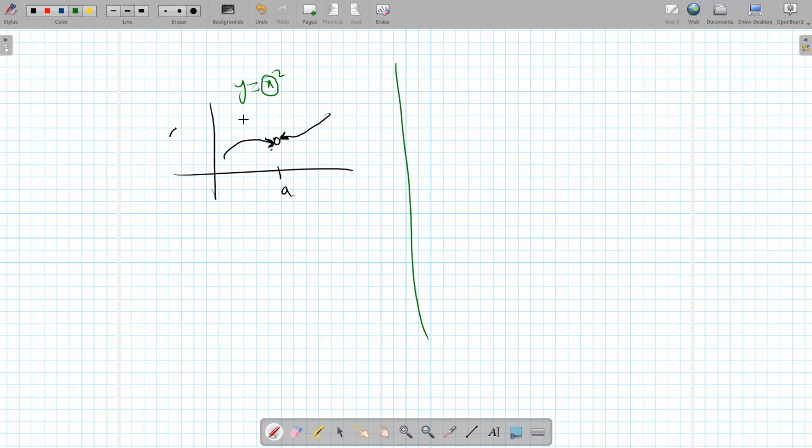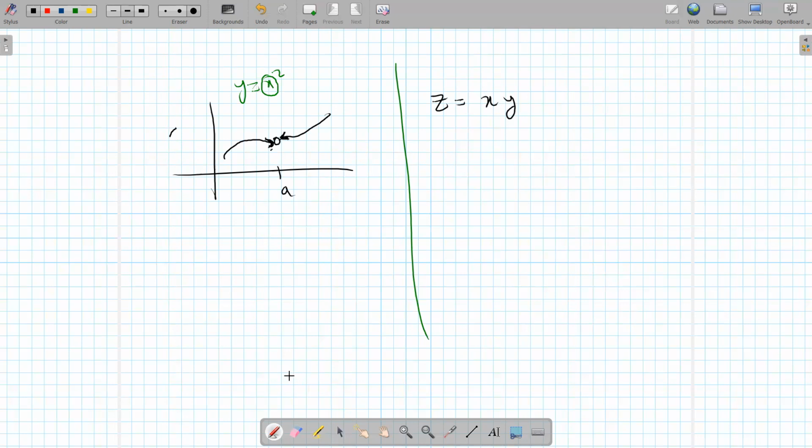Two? No, y is dependent upon x, so only one. X is the independent variable, right? Because y depends upon x, so there's only one independent variable. And this is how it's going to be, okay? But eventually you might run into something like this: z equals xy.